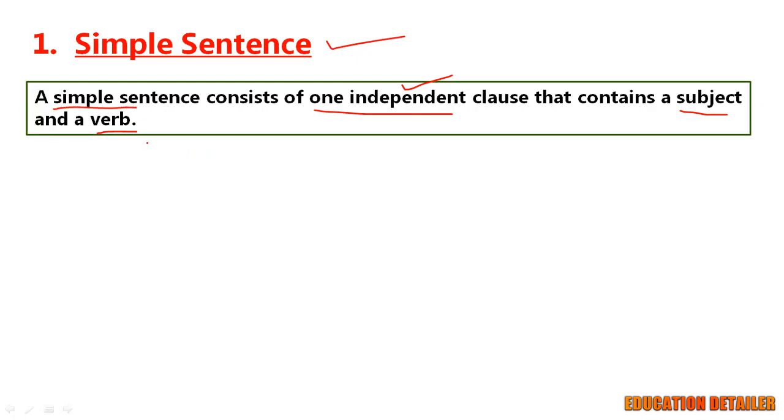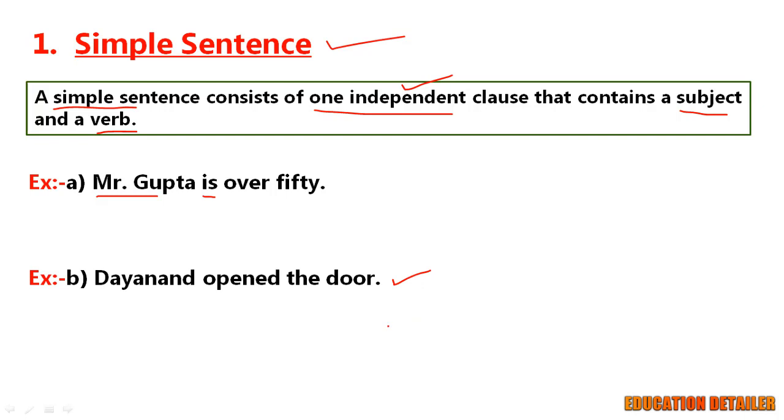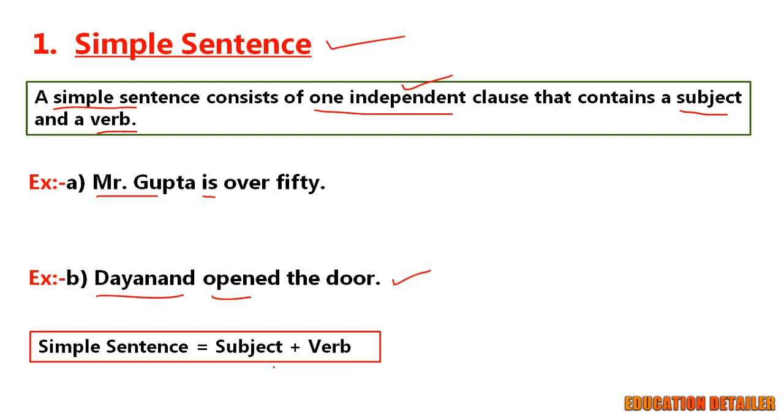Remember, simple sentences are usually short, like Mr. Gupta is over 50. In this example, Mr. Gupta is a subject, is is a verb, and the sentence expresses a complete thought. In the same way, the next example, Dayanand opened the door. Simply, Dayanand is a subject and opened is a verb, and the whole sentence is an independent clause which expresses a complete thought. Hence, these two sentences are called simple sentences. So, simple sentence is equal to subject plus verb.